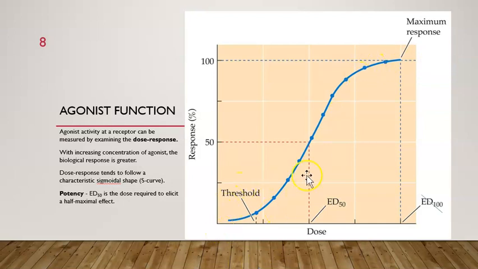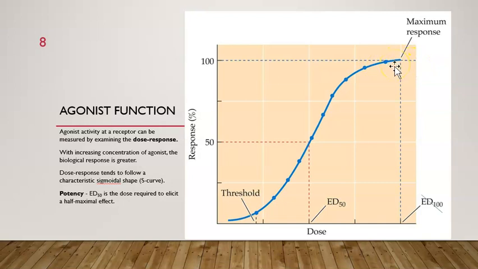So that's what this graph here is, a dose response chart. On the x-axis here, we have the dose. As the dose increases, we go to the right. And on the y-axis, we have the percent response, from 0 to 100. With increasing the concentration or dose of the agonist, the biological response increases. Awesome. But you'll also notice that there seems to be a maximum response.